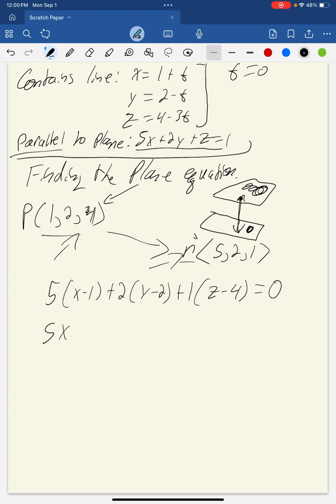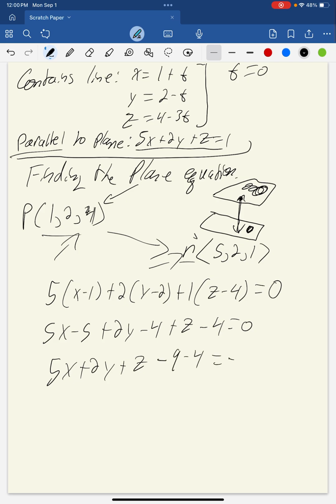So then we just have to expand this equation. Plus 2y minus 4 plus z minus 4 equals 0. So we're left with 5x plus 2y plus z minus 9 minus 4, which equals negative 13. So then we have negative 13 equals 0, and then we just move the 13. You don't have to, but this is the equation for our plane.